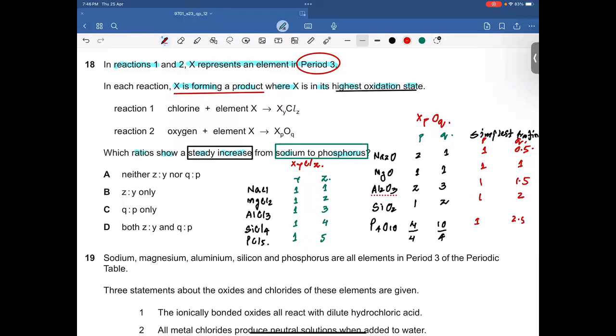So it's going to be 1:2.5, I believe. So look at this. In the simplest ratio, between P and Q, it's a steady increase as well, right? From 0.5 to 1, 1 to 1.5, 1.5 to 2, 2 to 2.5. So in both of these, we have a steady increase between ratios, and therefore D is going to be the right answer. Obviously, the others are incorrect. Okay, I hope it makes sense to you.